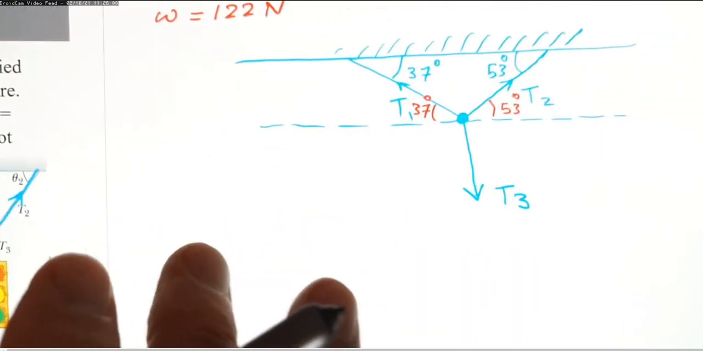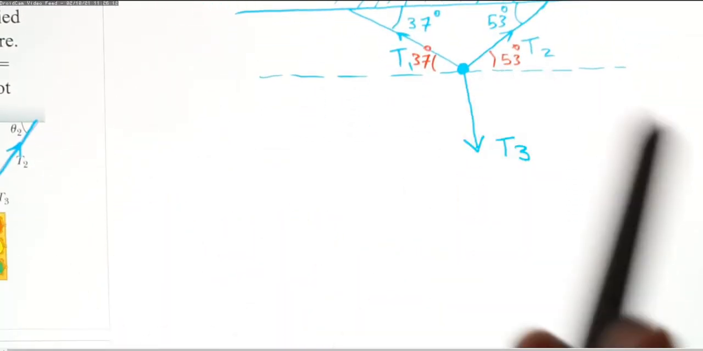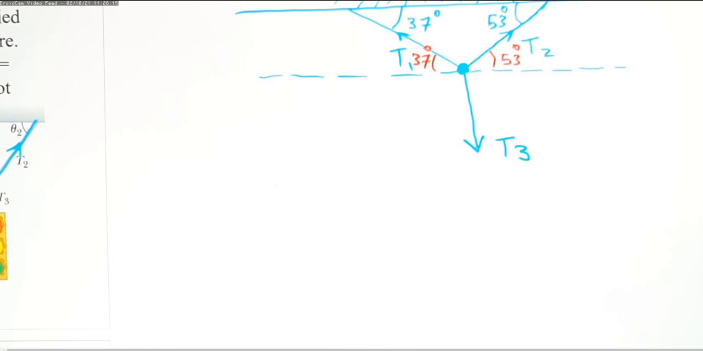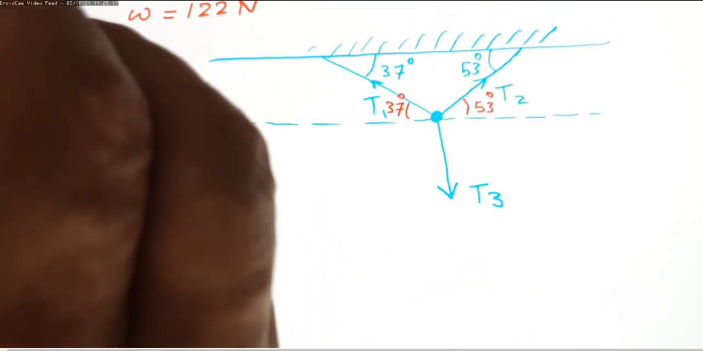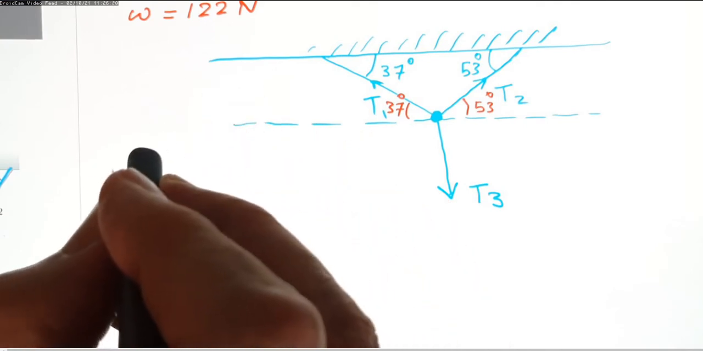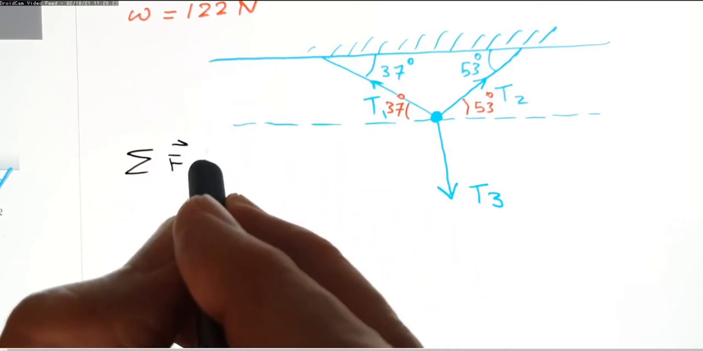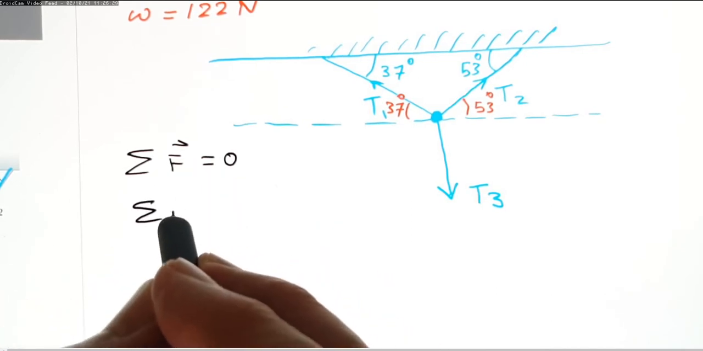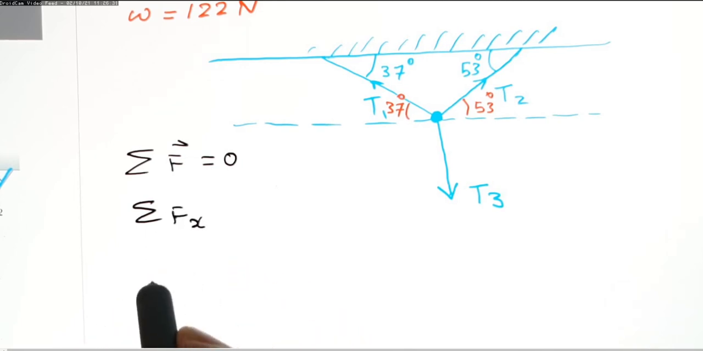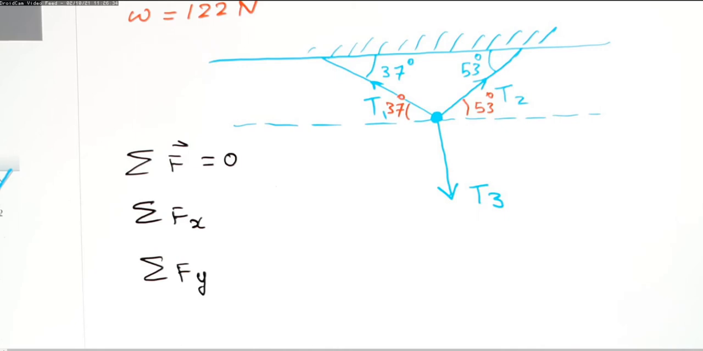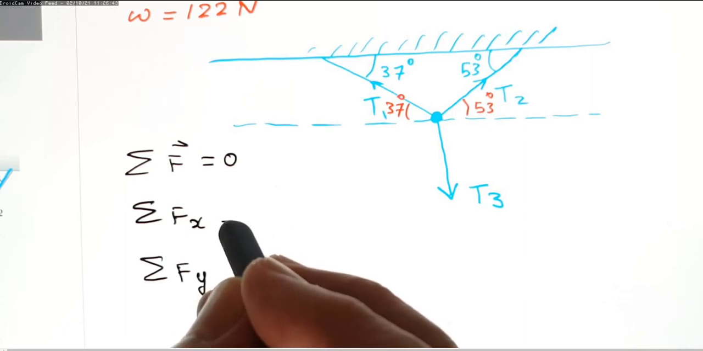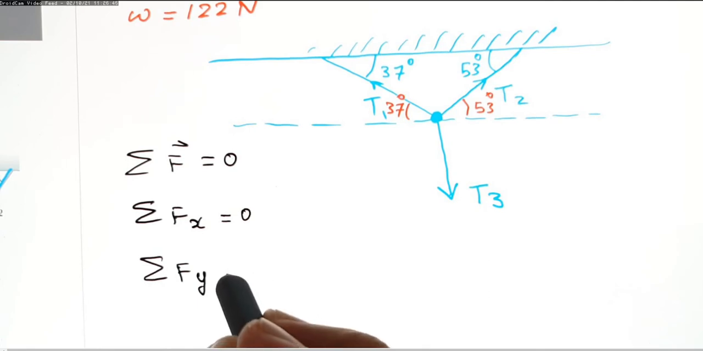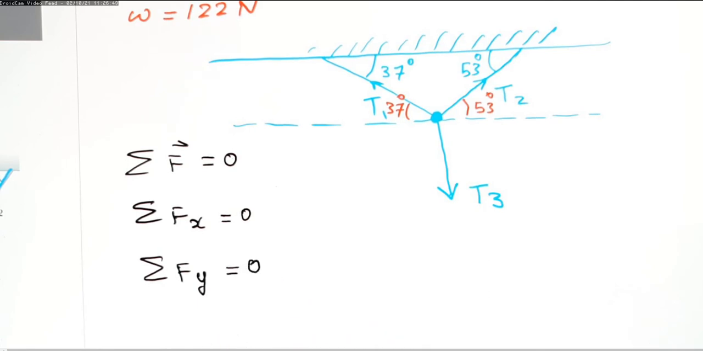So let's write our equations. Here we have static equilibrium. Okay, so that means summation of forces is equal to 0. And then we go for forces in the x-axis, and we go for forces in the y-axis. So in this equation, nothing is moving. So summation of forces in the x-axis is equal to 0. Summation of forces in the y-axis is equal to 0.